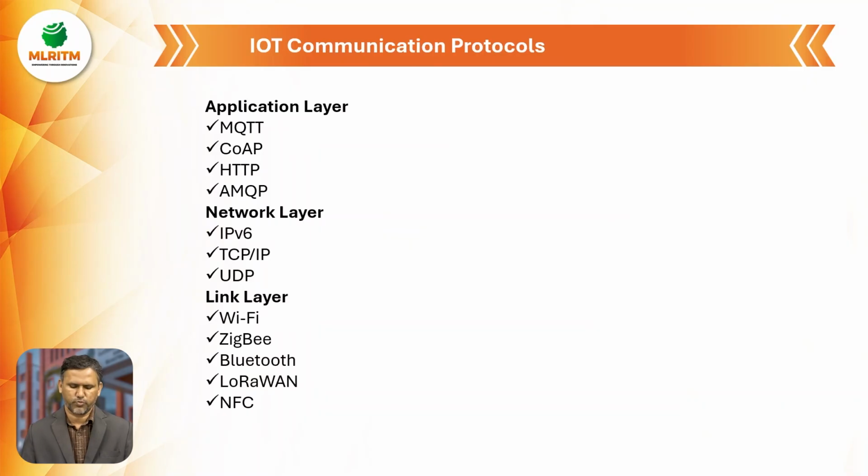So IoT communication protocols, you can observe here. In the application layer, MQTT, CoAP, HTTP, and AMQP are the protocols. Next, network layer protocols are IPv6, UDP, and TCP/IP. In the link layer, Wi-Fi, Zigbee, Bluetooth. Next, LoRaWAN and NFC are also protocols used for IoT communication.